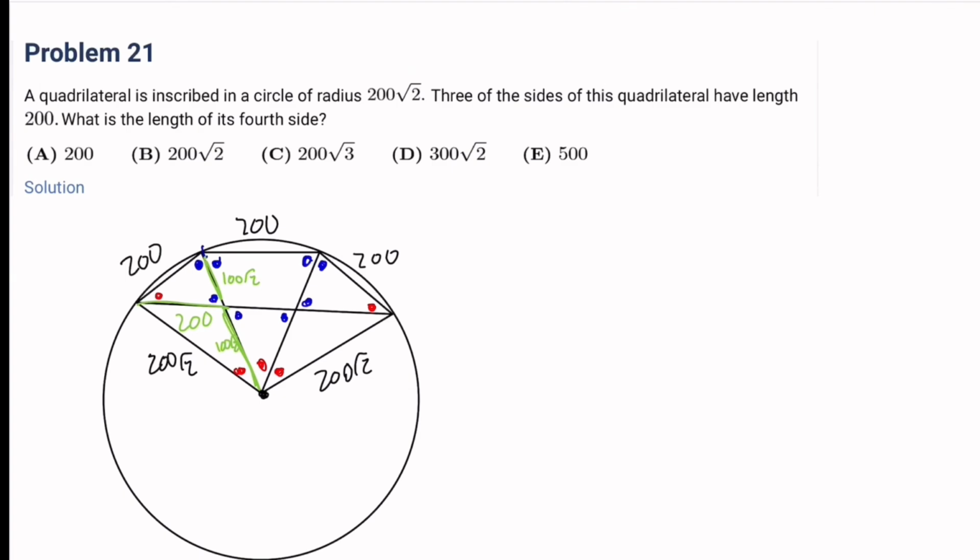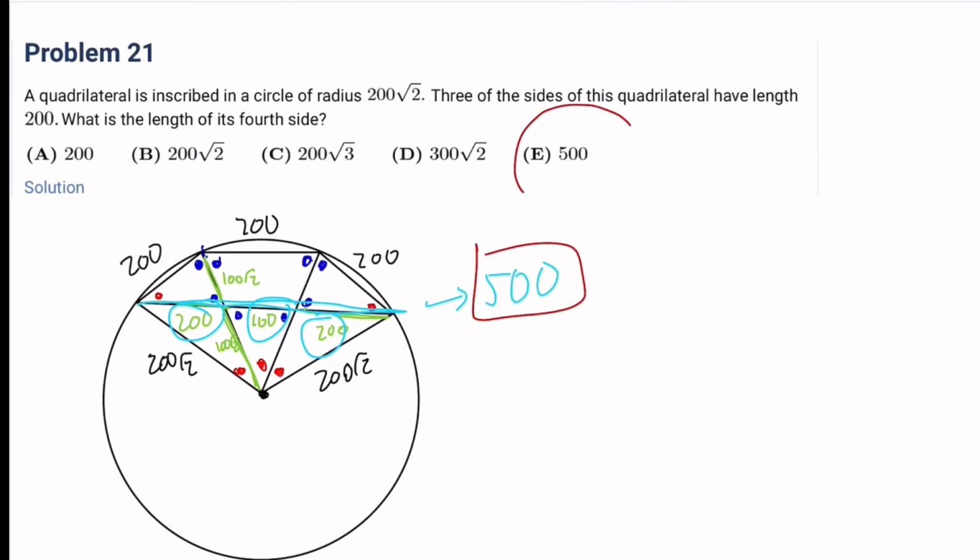And same thing, we use the same thing here, 200 root 2, so 1 to root 2 to root 2, that's going to be equal to 1 to root 2 to root 2. So that length is going to be 100 root 2 times 1 over root 2, that's going to be 100, and this is going to be the same thing. And so we want the fourth side, which is this side. That's 200 plus 100 plus 100, sorry, that's not 100, that's 200. So 200 plus 100 plus 200, that's going to be equal to 500. So this is the fourth side, it's E.